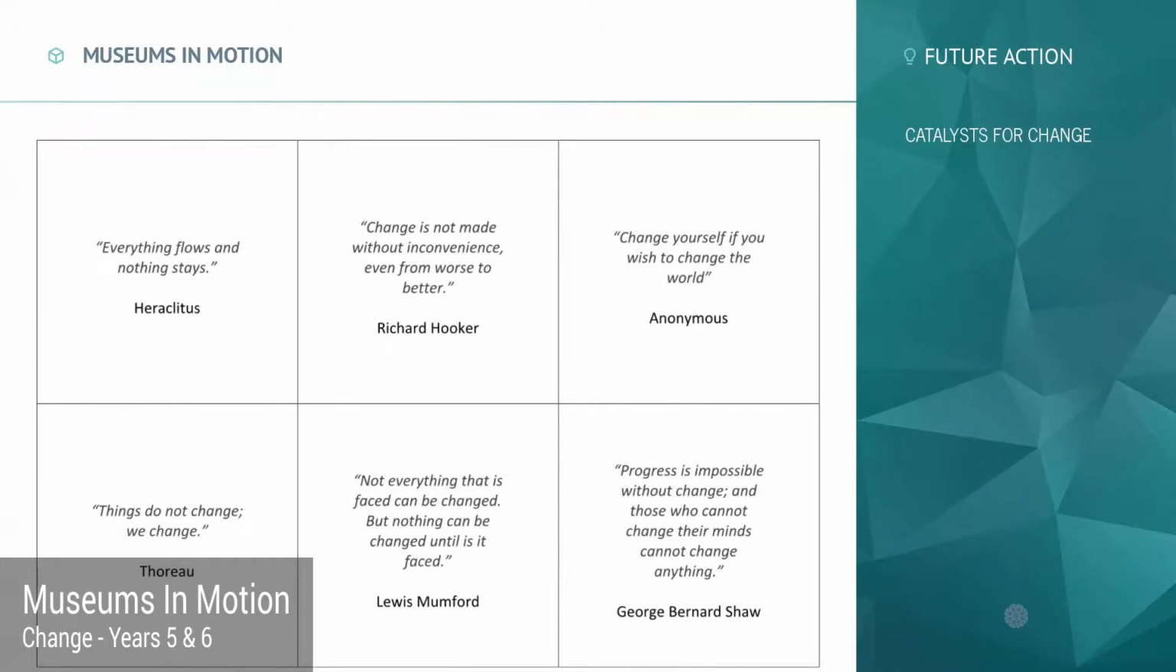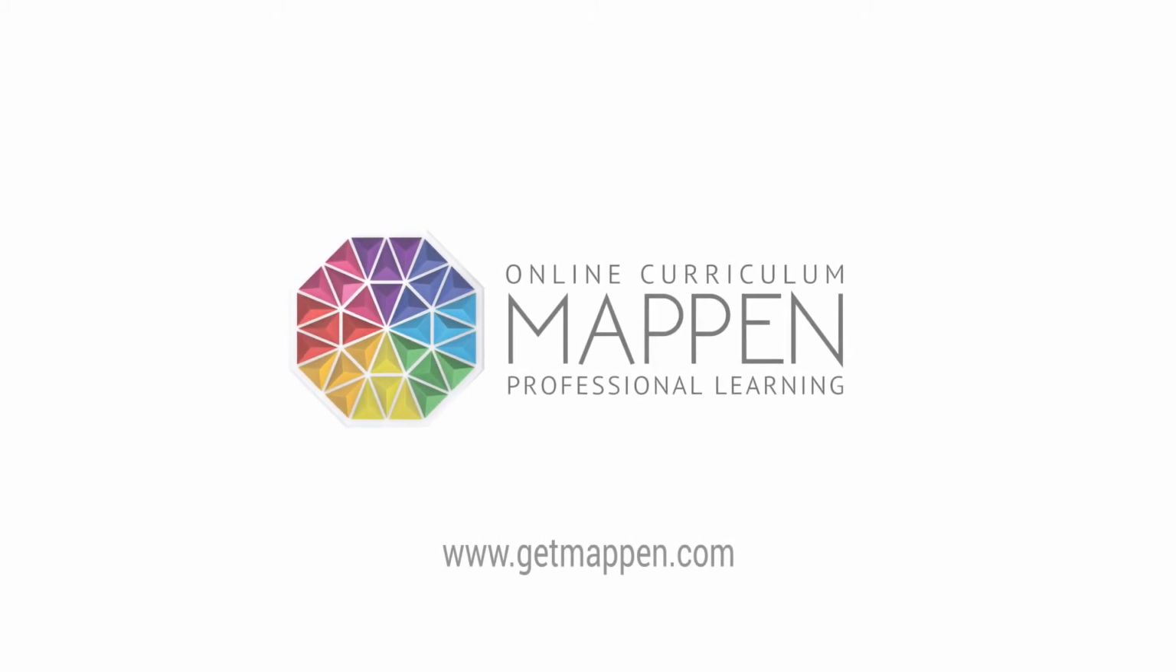In the future action for this unit, your students will consider how they, their family and friends, can become catalysts for change. They will discuss proverbs about change and write their own proverb that will inspire others to consider how they might change something for the better.